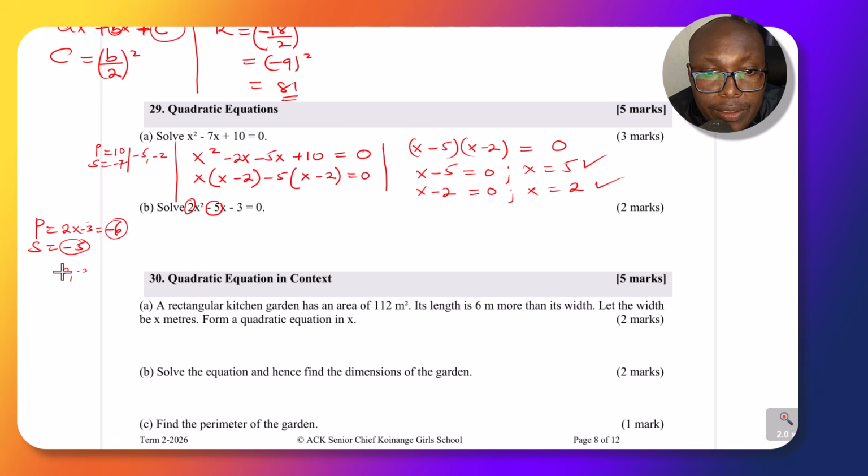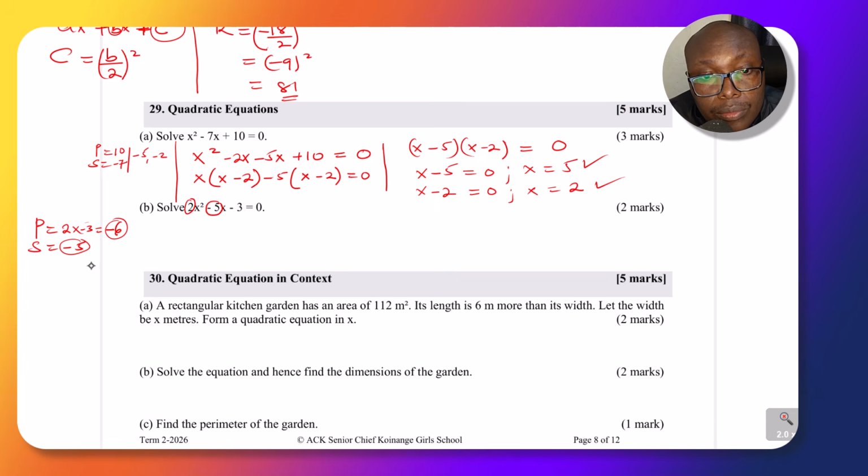2 and 3, I'm thinking of 2 and 3. So you have 2 and 3, -2 and -3. Product will not give negative, of course. So that means one of them has to be positive and another one has to be negative. You have to be very keen, take your time to look for these two numbers.